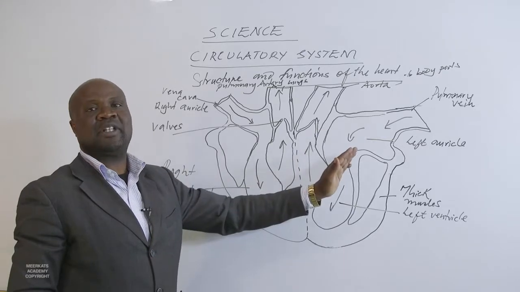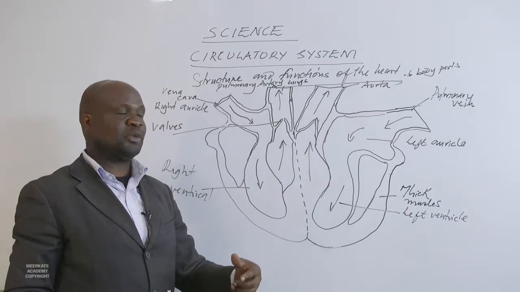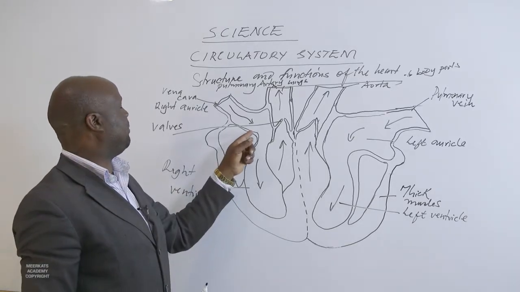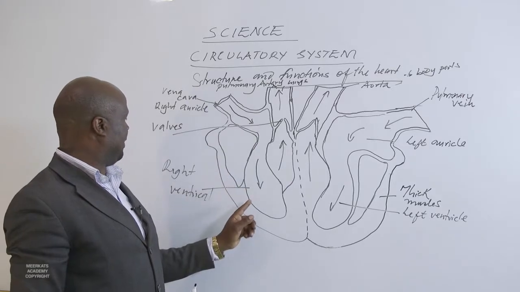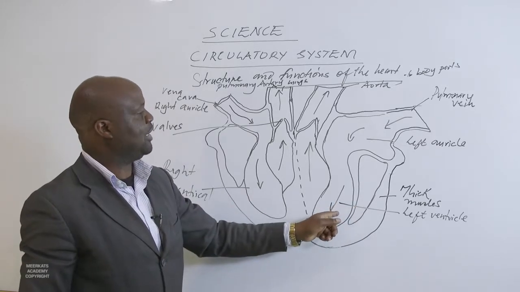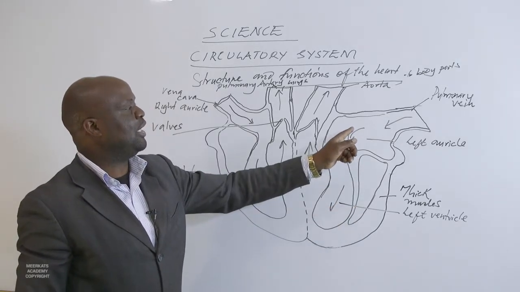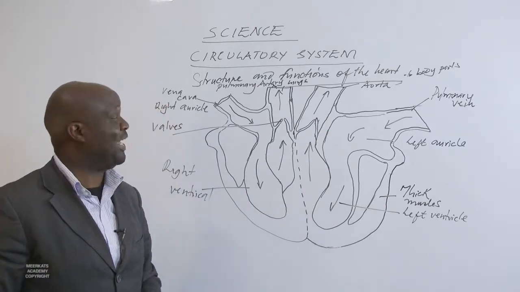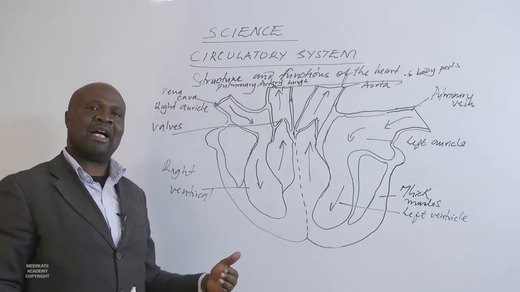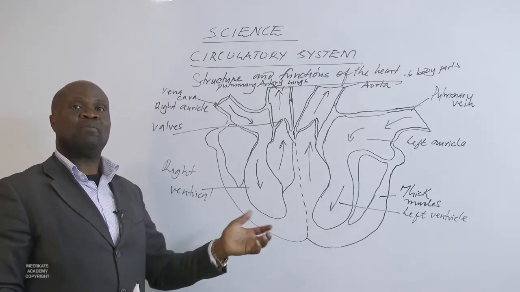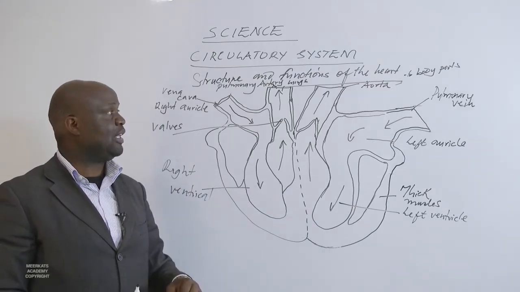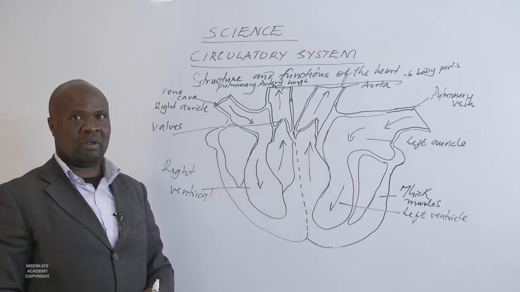Then after getting the left side and the right side, dividing the heart into two, the heart itself is subdivided further into four chambers. We are saying the first chamber is the right auricle, the second chamber is the right ventricle, then we have also the left ventricle and also the left auricle. Now we want to explain how the blood reaches the heart, how the blood leaves the heart, how the blood comes again back to the heart, and how again the blood leaves the heart to other parts of the body.